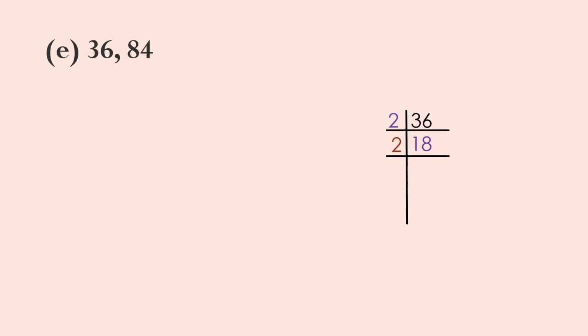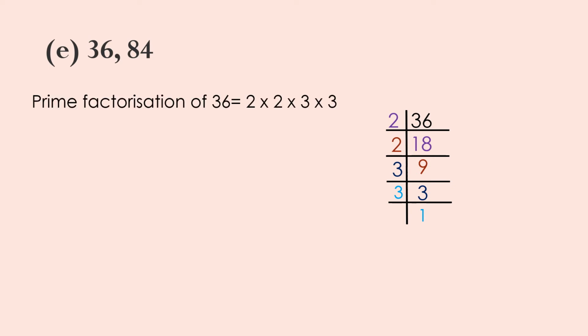Now again write 2. 9 2s are 18. 3 3s are 9. 3 1s are 3. So 2 into 2 into 3 into 3 is the prime factorization of 36. Now let us find the prime factorization of 84.